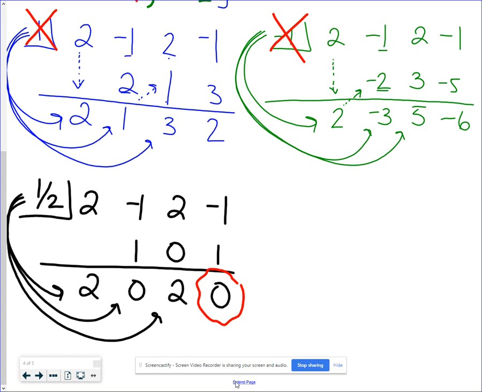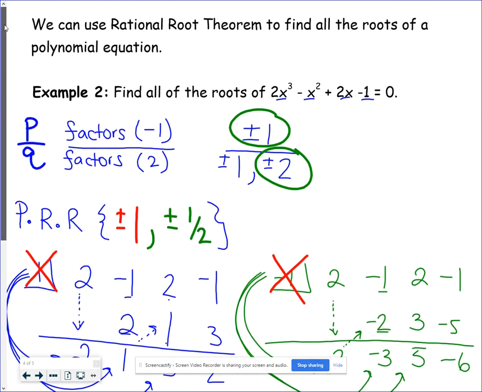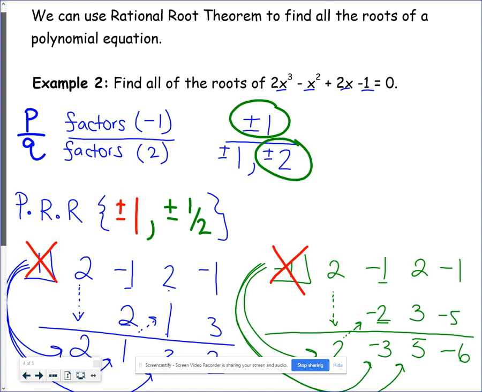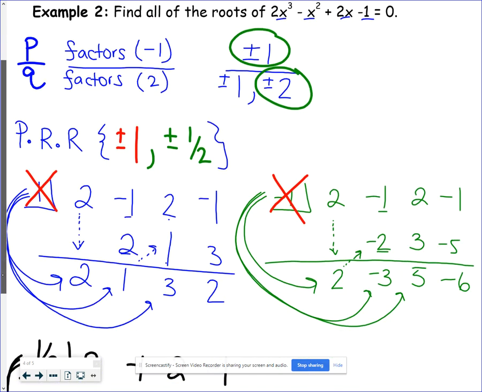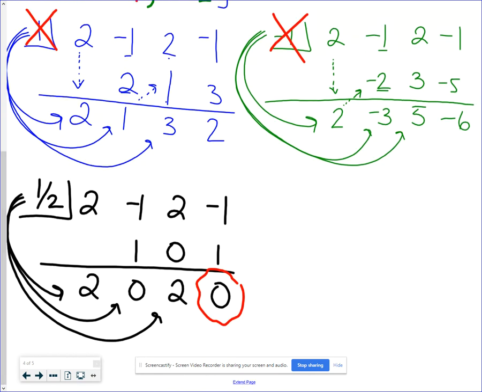Okay? So we found one of the roots. But it's asking you to find all of the roots. It says find all the roots. Well, what type of equation is this? It's a cubic equation. That means it has degree 3. That means it has 3 roots. We got one of them. One of the roots is 1/2. Okay? It still has 2 more.